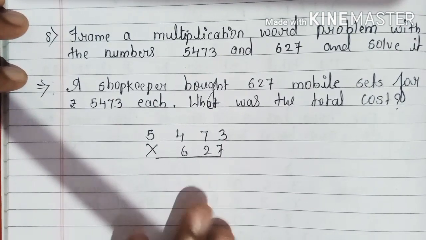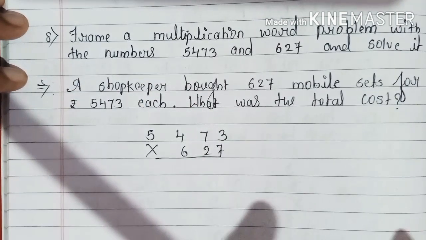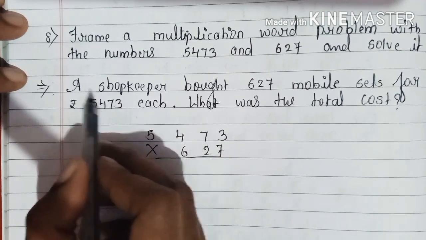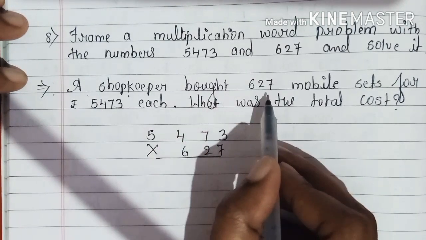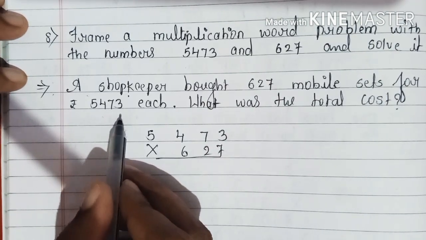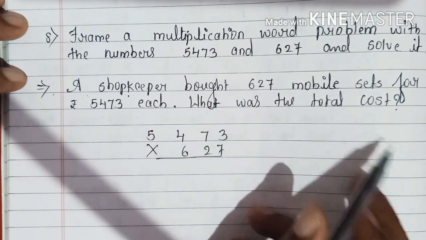This question you will do yourself. I have given just an example. You can make your own multiplication word problem. So a shopkeeper bought 627 mobile sets for rupees 5473 each. What was the total cost?